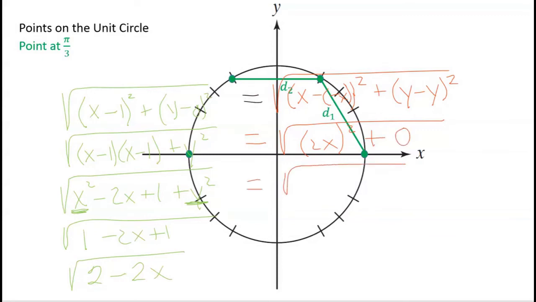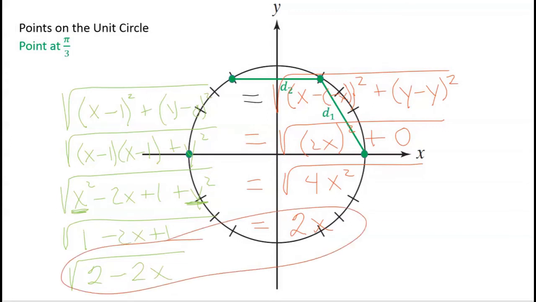That gives me the square root. Now, 2x all squared, square the 2, that gives me 4, and square the x, that gives me x squared. Now, I can't take the square root of that. The square root of 4x squared is 2x. And since x is positive, where we were looking on the unit circle, I don't have to worry about could that be positive or negative when I take the square root. So now we have this equation right here. The square root of 2 minus 2x equals 2x.